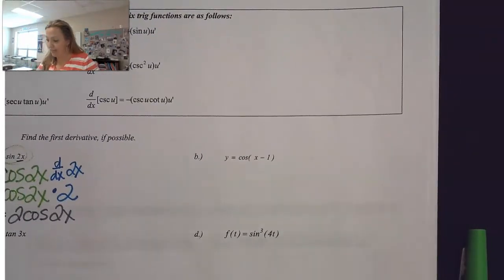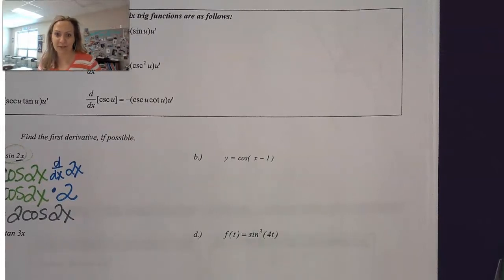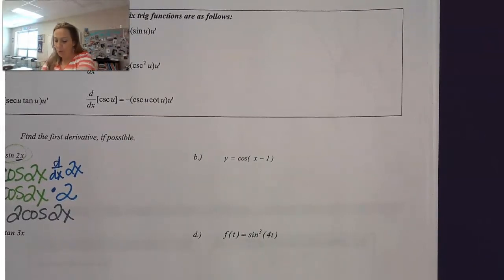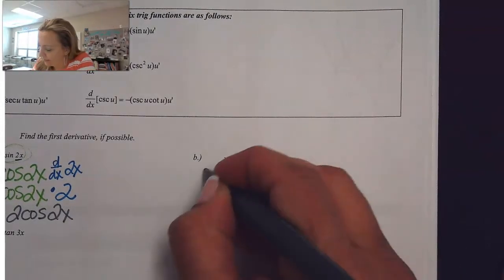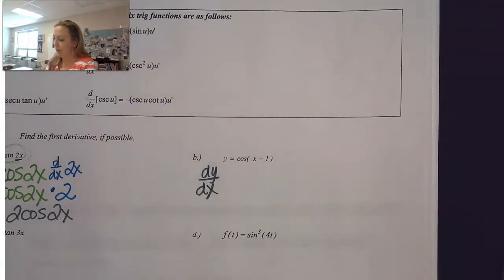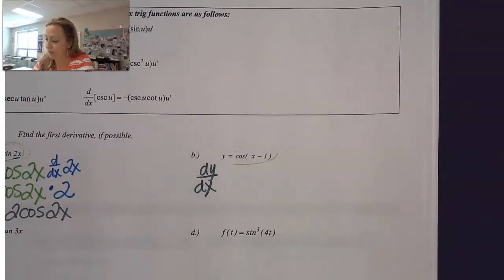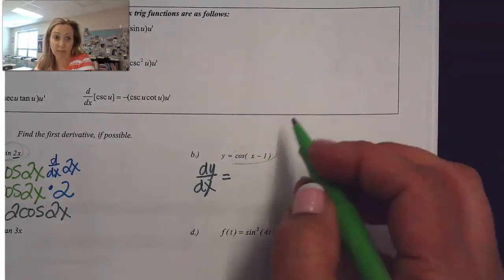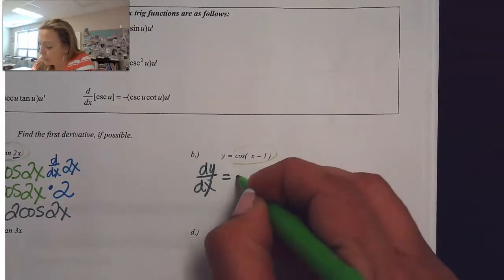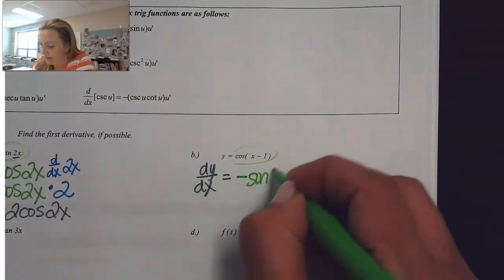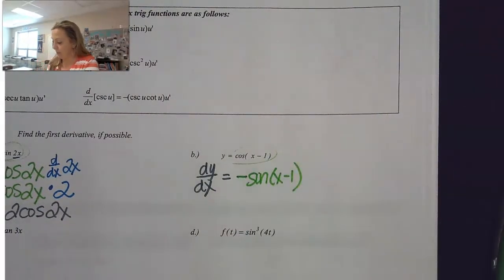Let's try letter B. We have y equals the cosine of x minus 1. Well, if we want to differentiate, maybe we'll mix this one up and call this dy dx instead of y prime. All right. We want the derivative of cosine of x minus 1. So we're going to apply the rule there. Remember, the derivative of cosine is the opposite of sine. So I'm going to have the opposite of sine of x minus 1.